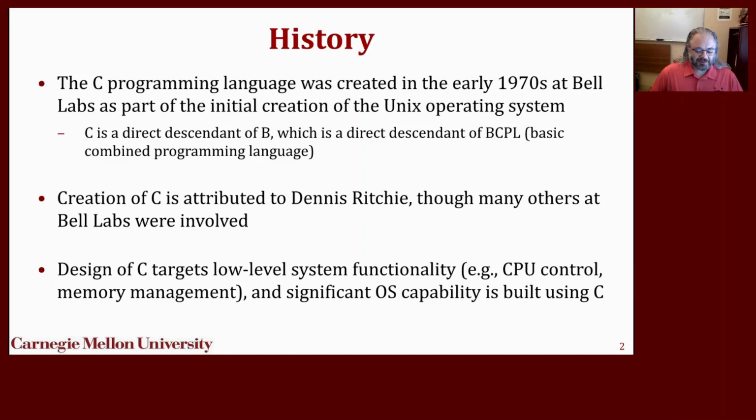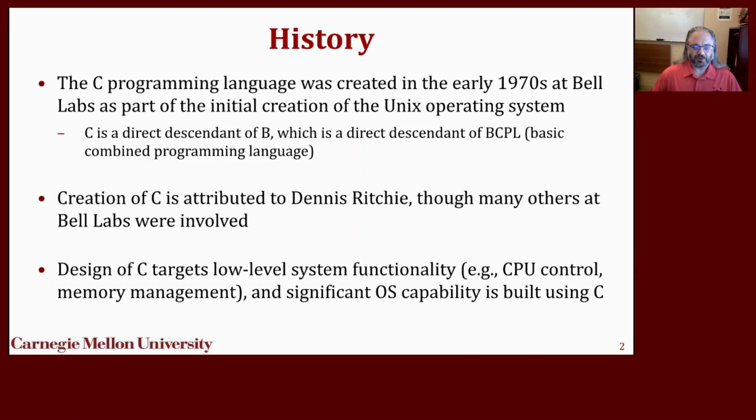The creation of the C programming language is often attributed to Dennis Ritchie, who was working at Bell Labs at the time. Many people were involved in the creation of the C programming language. And the original design of C actually targets low-level system functionality because at the time, in the early 1970s, a lot of what was being done was design of initial computing systems and the operating systems that ran them.